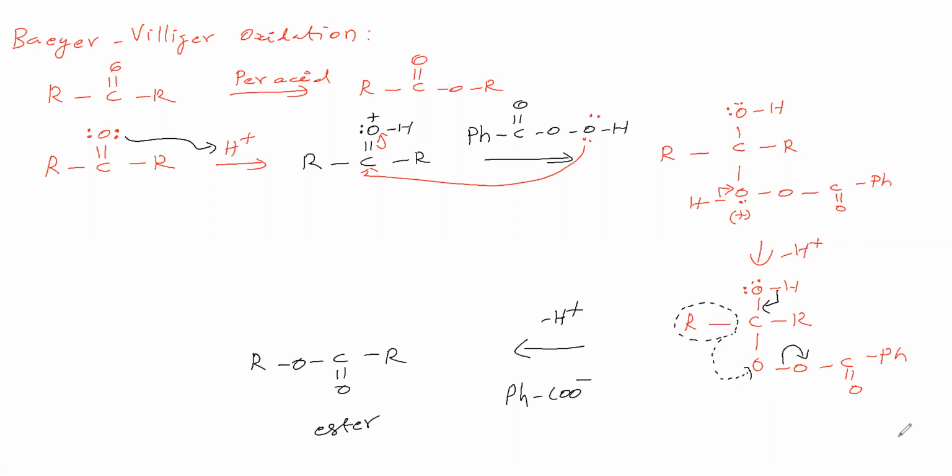So now we will go for migration tendency. Now we will discuss migration tendency. For this case, we will take it like this. One R we will consider as an aryl group, and another R we will consider as hydrogen. Like this we will see how the migration tendency will be.